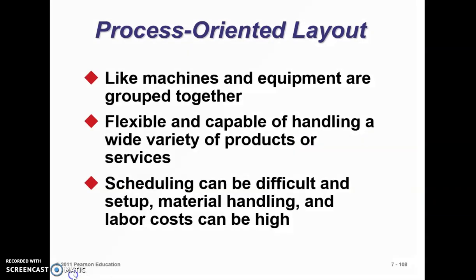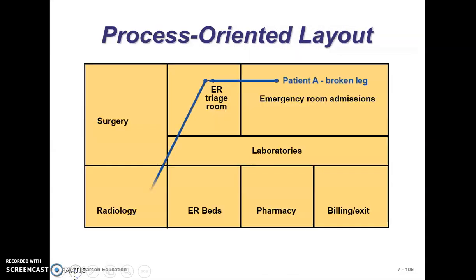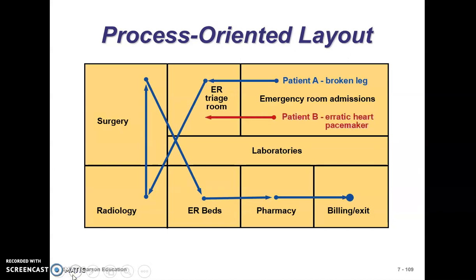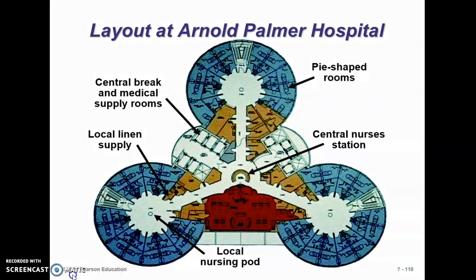Okay, it is for process-oriented layout. Why we call it process? So it is based on the people. So this one is an example of patient A having a broken leg, so this hospital treats. The treatment is based on what is the disease or what needs to be treated for the patient. Okay, second one, we have a patient with an erratic pacemaker. So the first process is just go to the surgery and then pharmacy. You can see the differences between the process. That is process oriented layout.